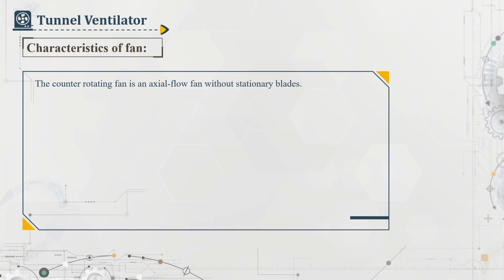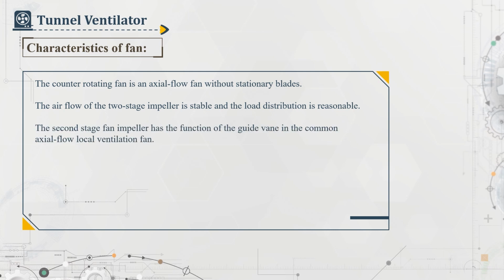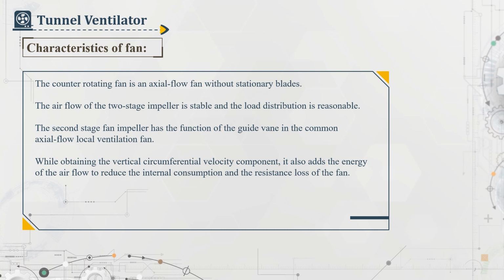3. The counter-rotating fan is an actual flow fan without stationary blades. The airflow of the two-stage impeller is stable and the load distribution is reasonable. The second-stage fan impeller has the function of the guide van in the common actual flow local ventilation fan, while updating the virtual circumferential viscosity component. It also is the energy of the airflow to reduce the internal consumption and the resistance loss of the fan.